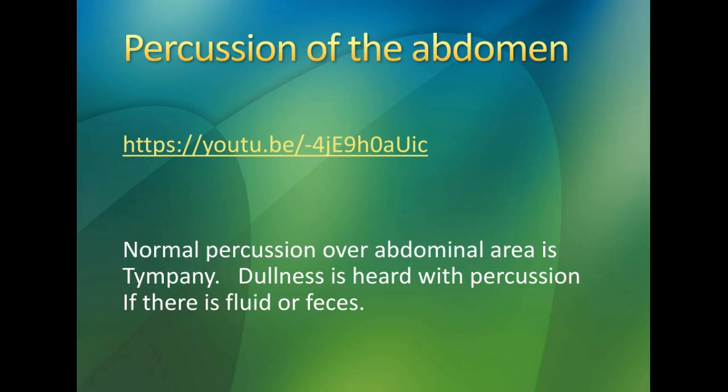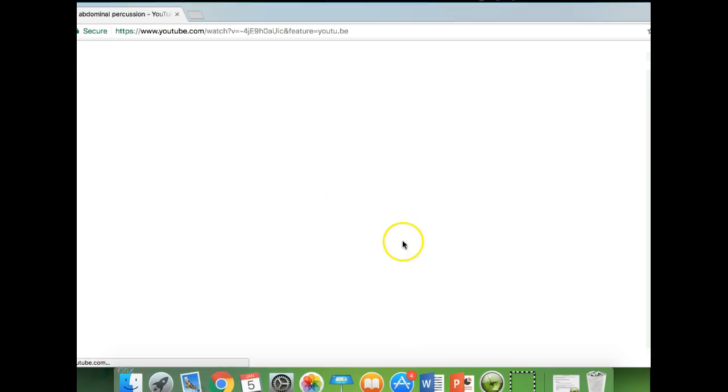When dullness is heard with percussion over the abdominal area, there may be fluid or even feces if we're trying to assess if somebody's got an impaction. Could also be a tumor. If you are percussing over the liver, you may hear a dull sound as well. So let's look at a YouTube video about percussing the abdomen.